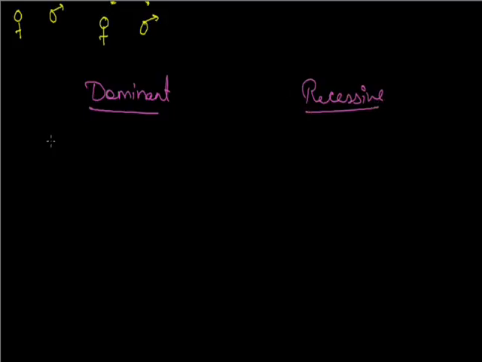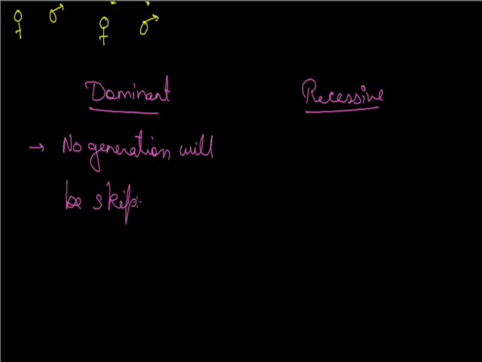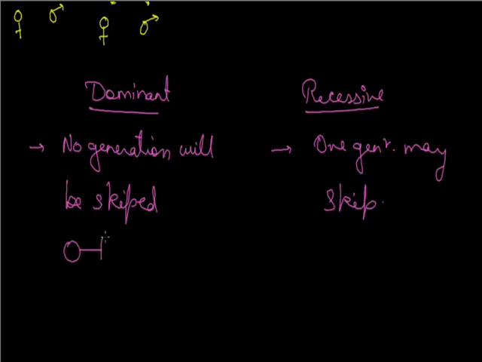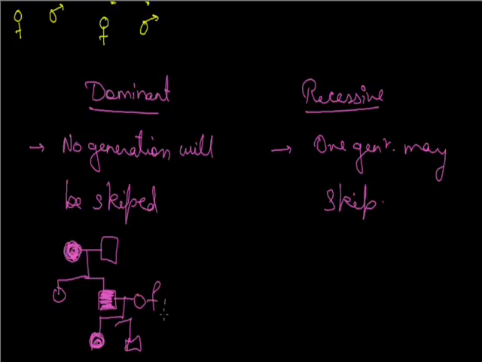Whether it is dominant or recessive: we talk about dominant. No generation will be skipped. With one generation, we have a diseased female, and further we get it, and in the next generation we again get it. So here, not the F1 generation, not the F2 generation, the disease is skipping, so that is dominant.